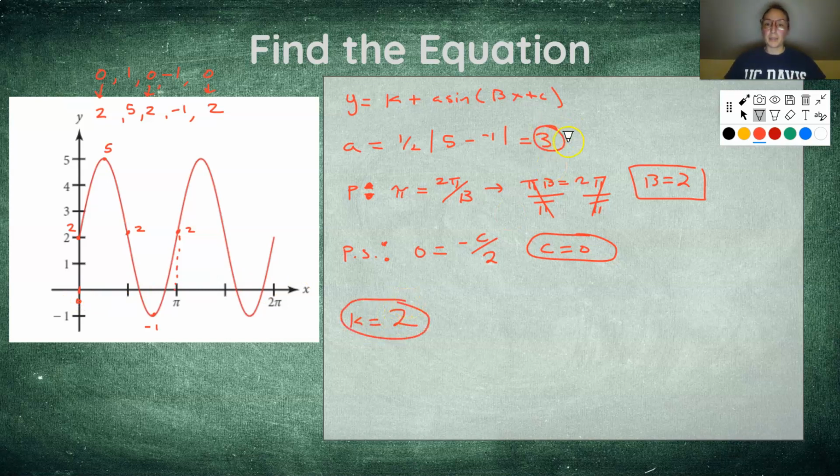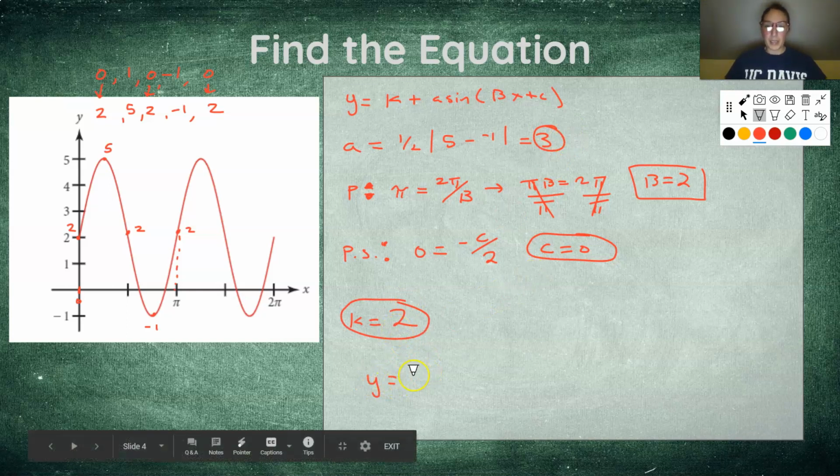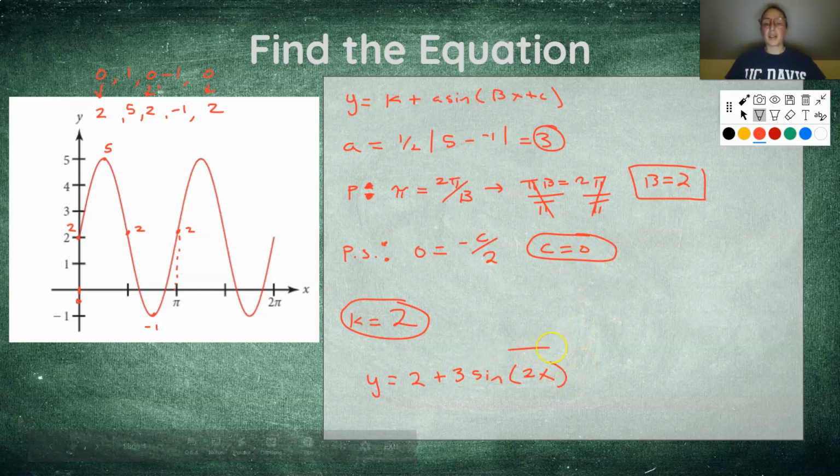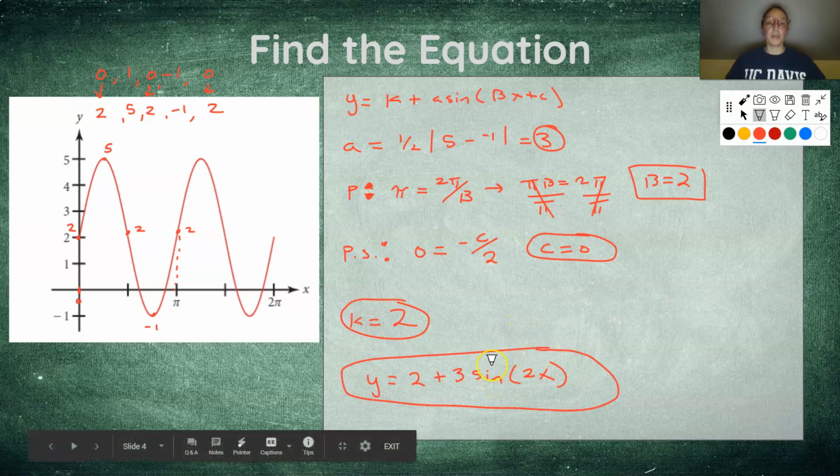And here's my A. So let's plug in. y equals k, which is 2, plus A, which is 3, sine of B, which is 2, times x plus C, but C is 0. So the equation of this graph is y equals 2 plus 3 sine of 2x.